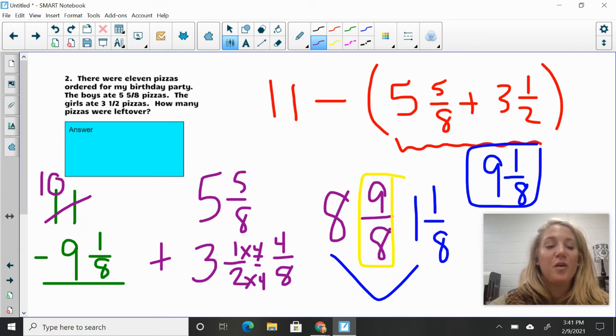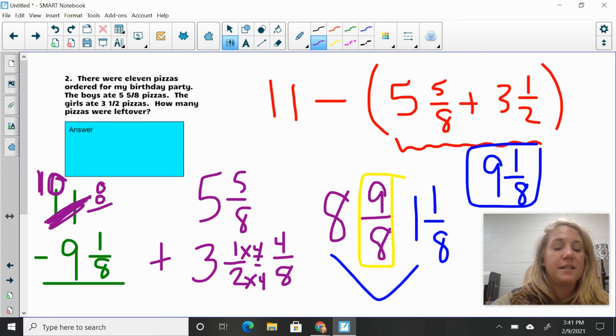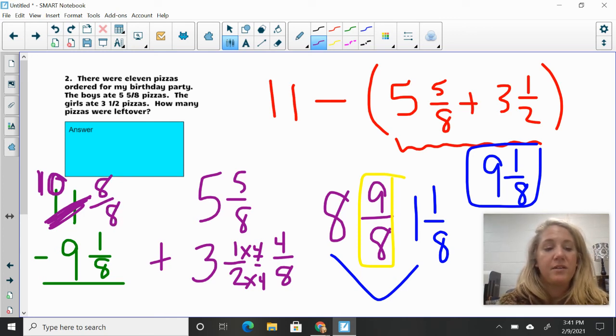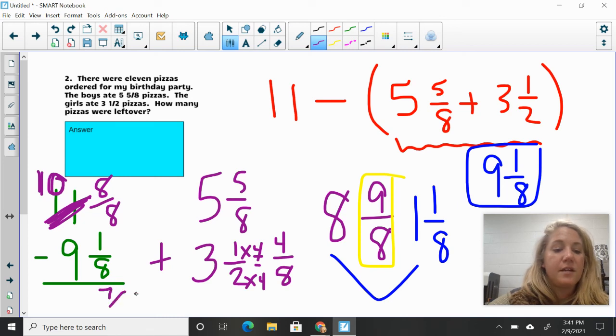So I would take one whole from 11. I would take one whole, okay? That would leave me with 10, and I would replace that whole with another whole equal to 8/8. And why am I choosing 8/8 as my whole fraction? I am choosing 8/8 because that's what my denominator is. If you think about it, 10 and 8/8 is 11 whole pizzas. So now I can say 8/8 minus 1/8 is 7/8, and 10 minus 9 is 1.